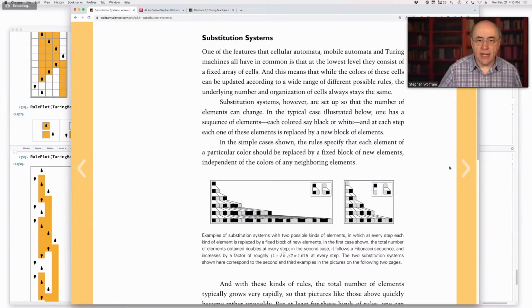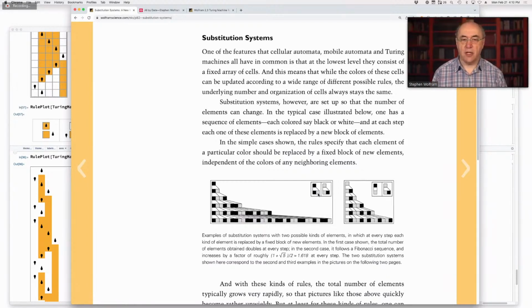So next in my collection in chapter 3 are substitution systems. Substitution systems have a completely different idea. In a Turing machine or in a cellular automaton, there's a fixed arrangement of cells, so there's a fixed structure of space. In substitution systems, instead, one just has a sequence of cells and one's continually rewriting that sequence, perhaps changing the number of cells.